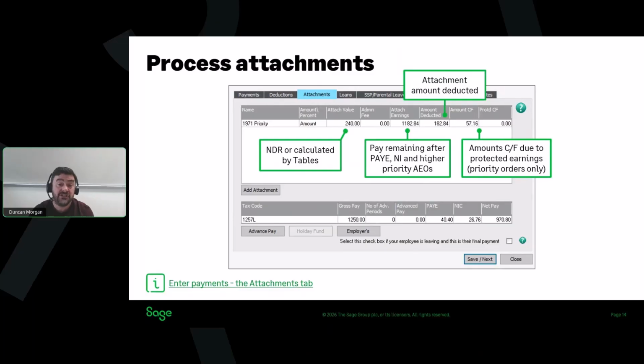There'll be an admin fee if you've chosen to deduct one of £1. The attachable earnings is the pay that remains after PAYE, national insurance, and any higher priority attachments. Amount deducted, self-explanatory, the amount that's deducted for that attachment. And then where applicable, you've got any amounts carried forward due to protected earnings. So that would apply to priority orders only. And you can read more about what you see in that tab following the link on your handout.